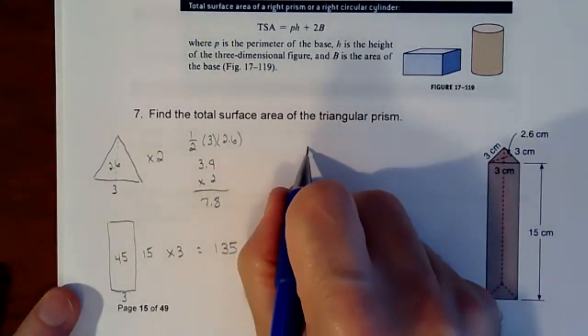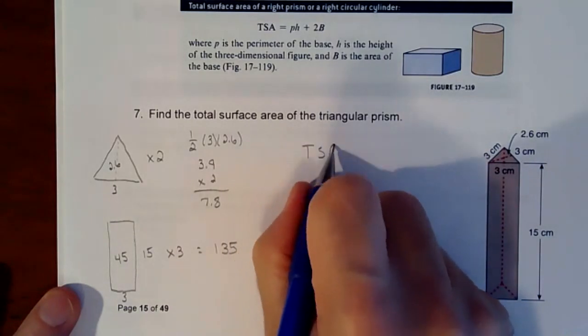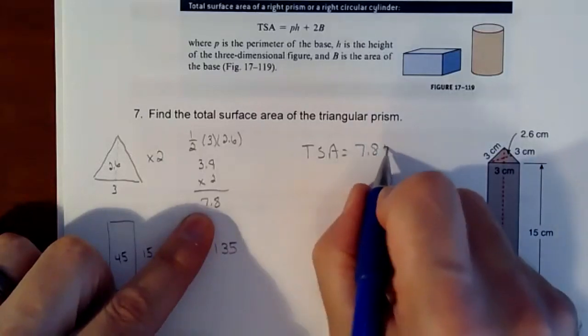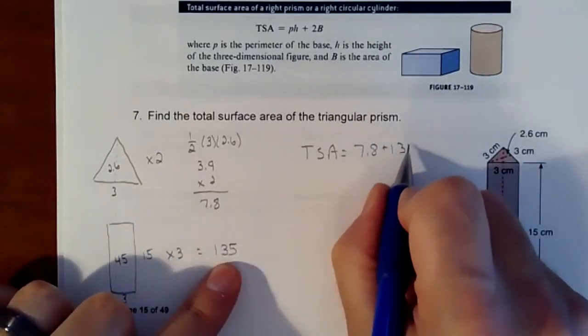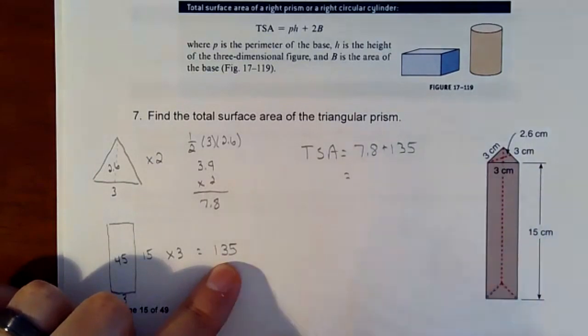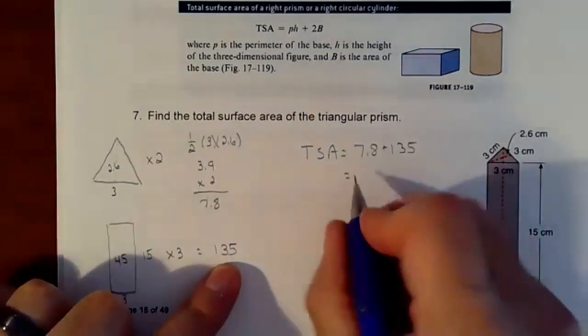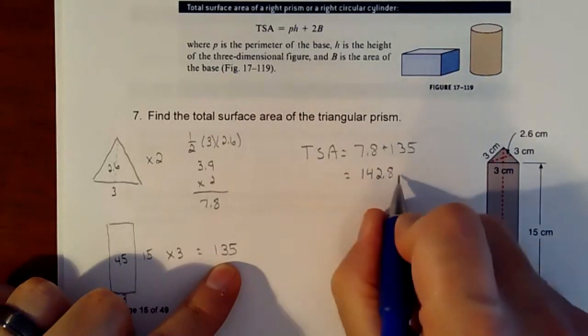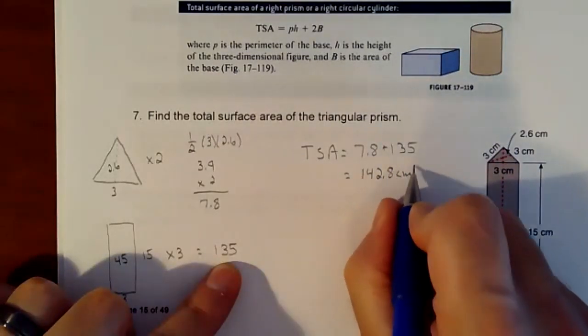So my total surface area is 7.8 for the top and bottom, plus 135 for the rectangles. So if I throw that in the calculator, I get 142.8 centimeters.